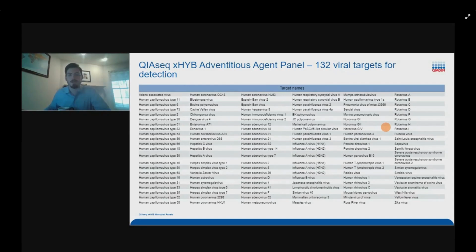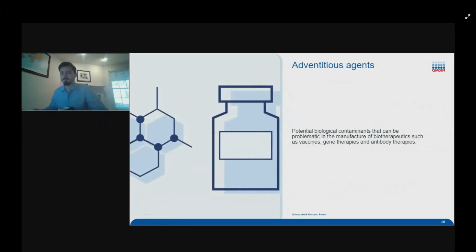But what I want to highlight in general is this is a pretty broad targeted panel, which is why we've seen a lot of interest in this panel, because it is targeted at such a broad different amount of viruses, where really for a lot of these viruses, your only answer at the moment is shotgun sequencing. To just go over again the definition of what an adventitious agent actually is, it's a potential biological contaminant that can be problematic in the manufacture of different bioreactor-created and manufactured things, such as vaccines, gene therapies, and antibody therapies.